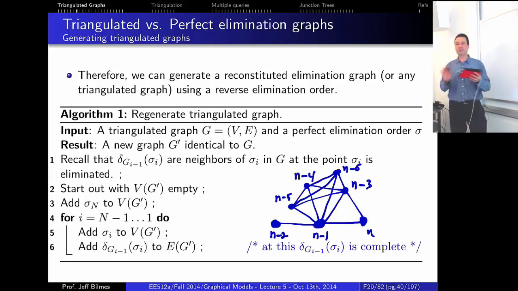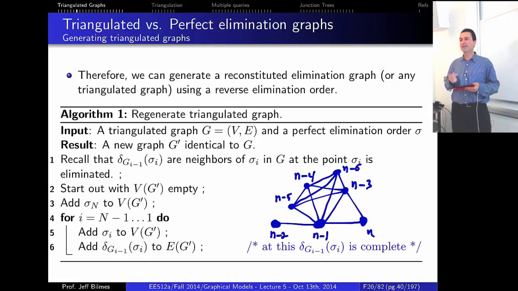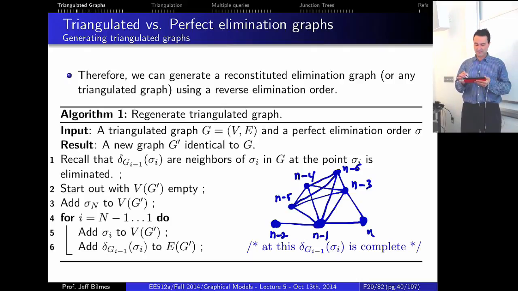So this is what's great about using the iPad. I can create animation on the fly. If we run the reverse elimination order in reverse, let's eliminate n minus 6. Is n minus 6 simplicial? Yes. All its neighbors are complete, so we can just eliminate it.